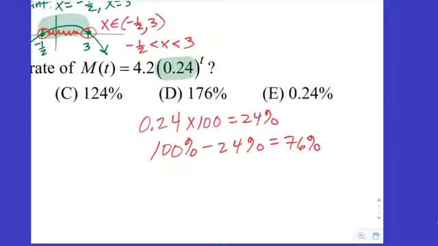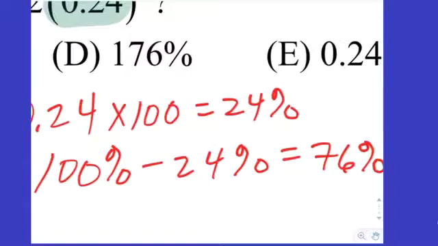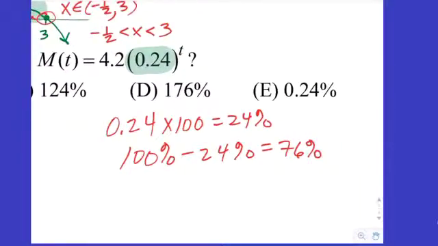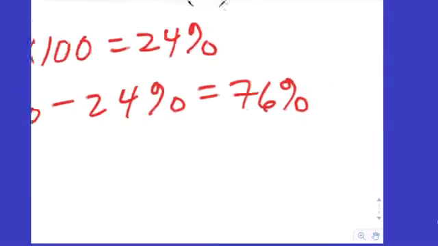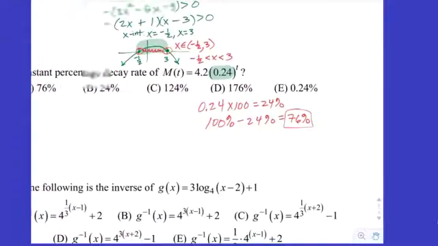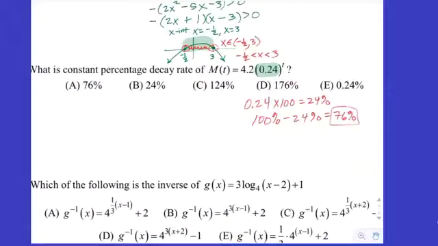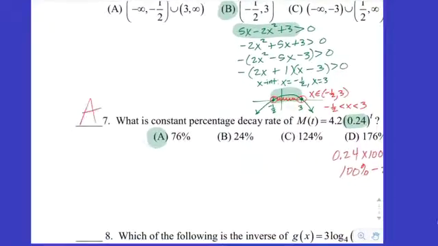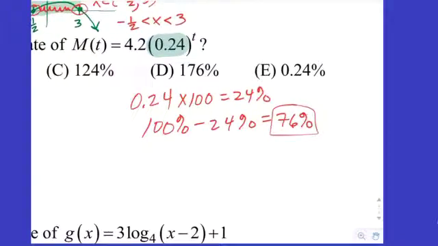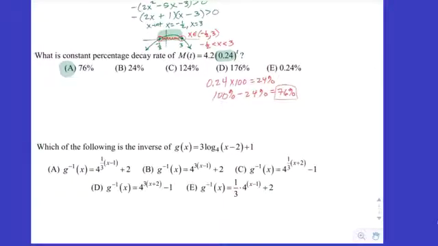If we lose 76% each cycle, we'll retain 24%, and that's why the base is 0.24, because this equation tells you what amount you have at any given moment. If you only have 24% of what you had previously, that means you have lost 76%. That's what we call the decay rate, or the decay percentage rate. It's A in this case, but tomorrow you start at 76, so you will have to show that you're converting the decimal to a percentage, and then subtracting that difference from 100%.